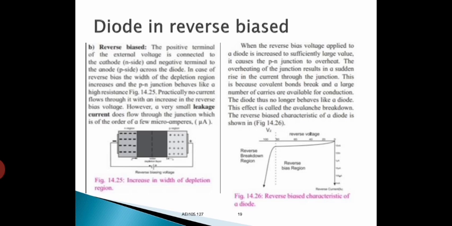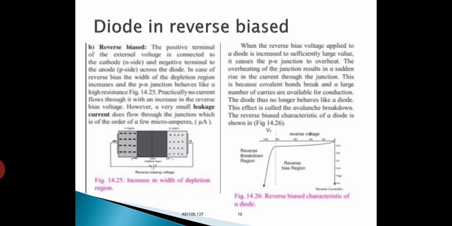Now we discuss diode in reverse bias. When the positive terminal of external voltage is connected to the cathode or N-type region and the negative terminal of external voltage is connected to the anode, that means P region, then we can say the diode is in reverse bias. In this case, the width of depletion region increases and the PN junction behaves like a high resistance. The following figure shows all these things.